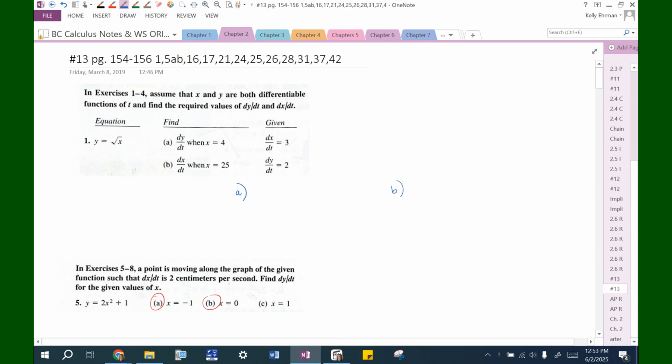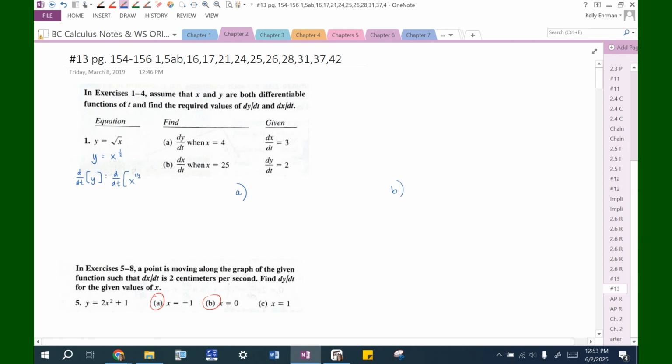So assume that x and y are both differentiable functions of t and find the required values of dy/dt and dx/dt. So here's our equation. Y equals, I'm going to think of this as x to the 1/2. For part A, we want to find dy/dt when x equals 4. So we have this y equals x to the 1/2. We're going to take their derivative with respect to t of both sides.